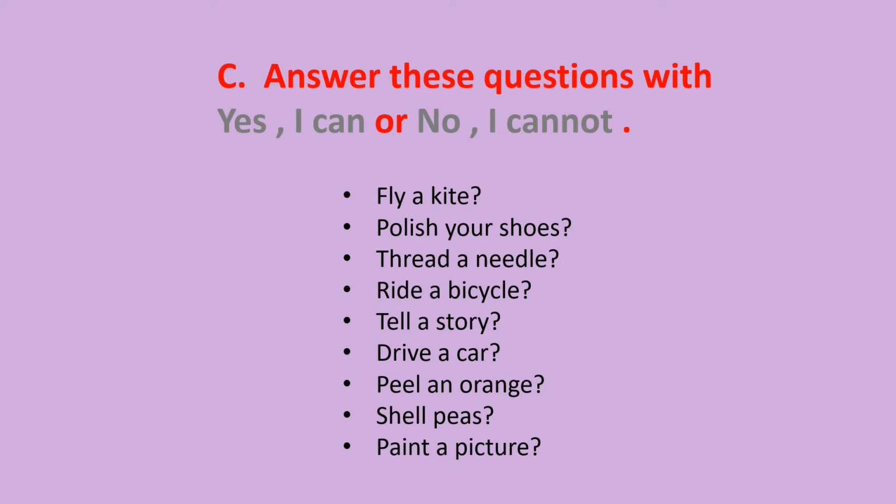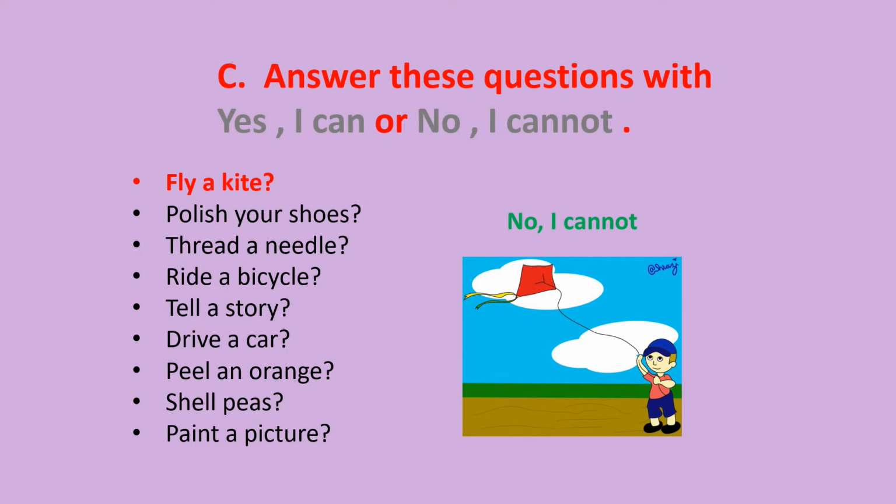Answer these questions with yes, I can or no, I cannot. If you can do that work, you will reply yes, I can. If you are not able to do it, then you should reply no, I cannot. For example, first one is fly a kite. So what is your answer? No, I cannot, because you are very small. You cannot fly it. So your answer will be no, I cannot.